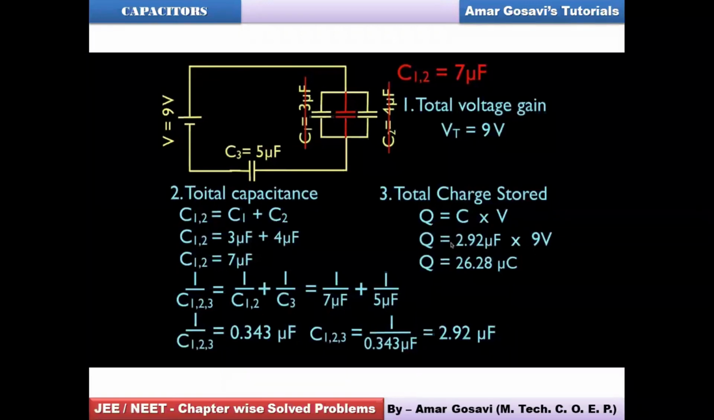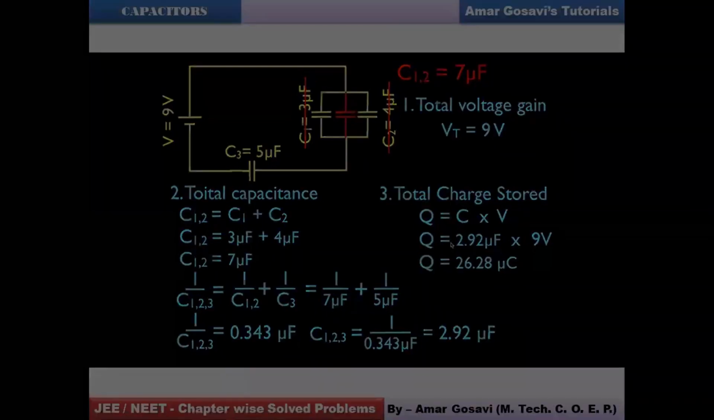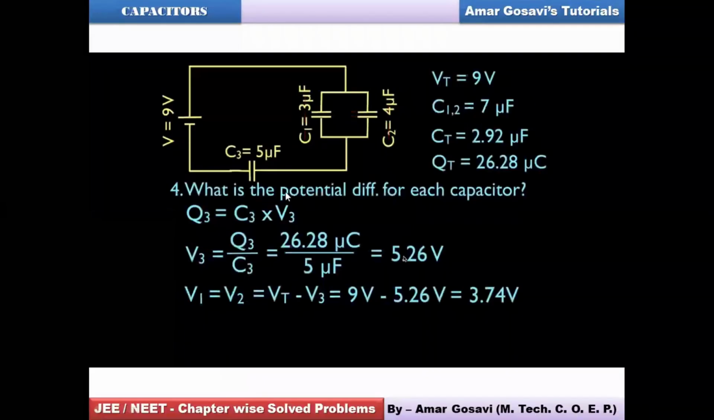Okay, hopefully you have noted this down, friends. Let's move ahead. So here was the fourth part of the question. What is the potential difference across each capacitor? Now here Q3 will be C3 into V3, so V3 can be written as Q3 by C3. You know Q3, you know C3. Q3 is the total charge, 26.28, which will be the charge across this, divided by 5. So we get V3 as 5.26 volt.